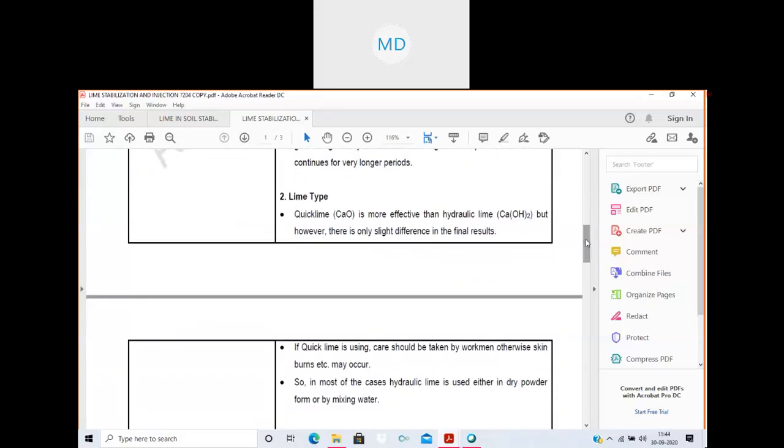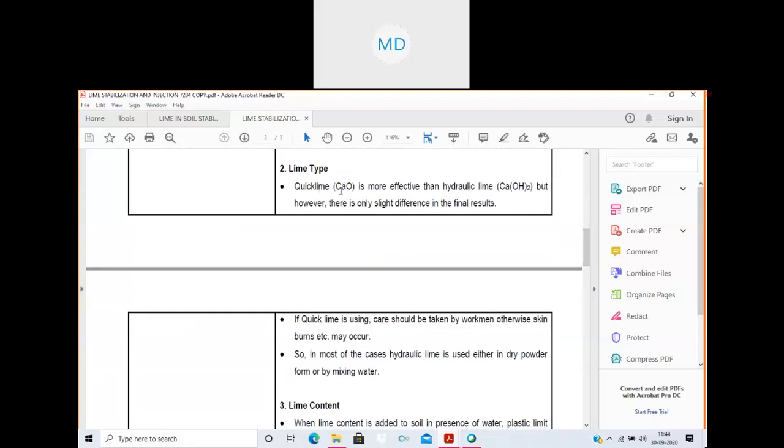next we see lime type. Quick lime is more effective than hydraulic lime, but however there is only a slight difference in the final result. If quick lime is used, care should be taken by workmen, otherwise skin burns, etc. may occur. Already I have told you this. So in most cases, hydraulic lime is used either in dry powdered form or by mixing water, that is, in slurry form.